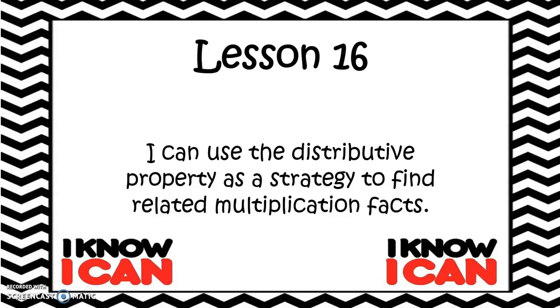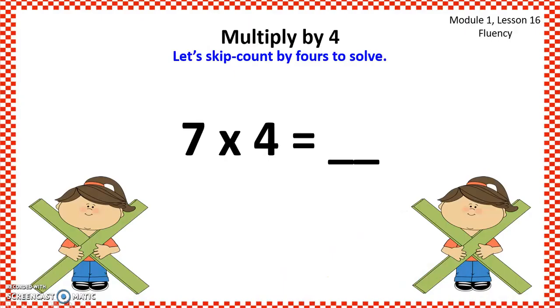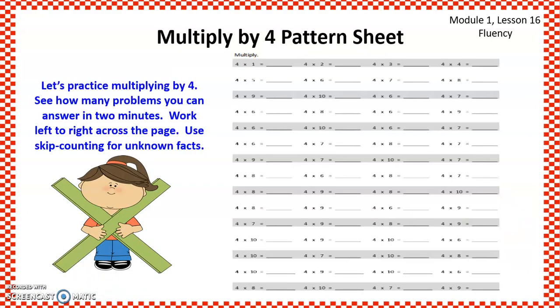In this class, you'll be learning about the distributive property of multiplication as a strategy to find related facts. Let's go. Multiplying by 4, this class deals with multiplying by 4. So this is 7 times 4, 9 times 4, 8 times 4, and this is our pattern sheet where you'll be multiplying in multiples of 4.